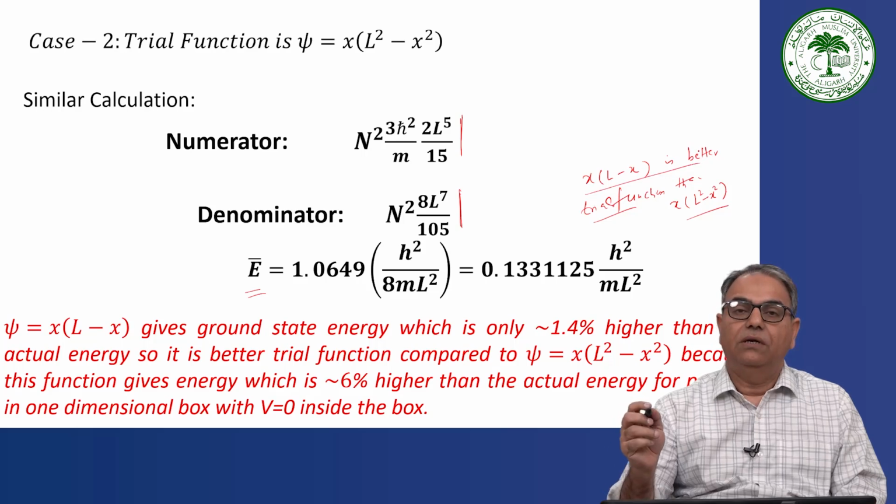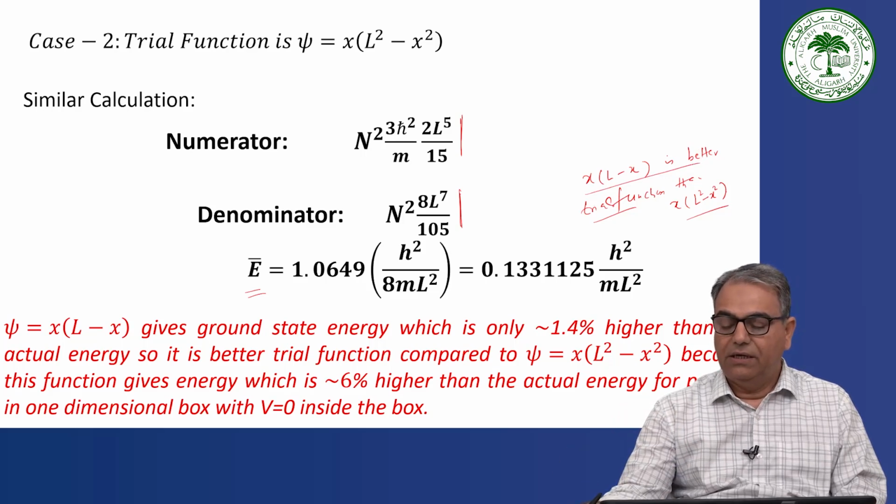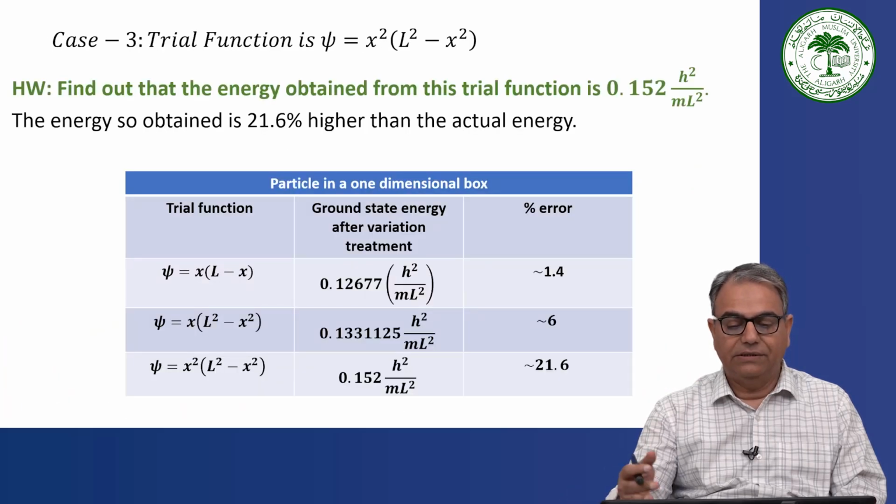This is how we use the variation method for finding the energy and the eigenfunction for the particle. This is the summary.